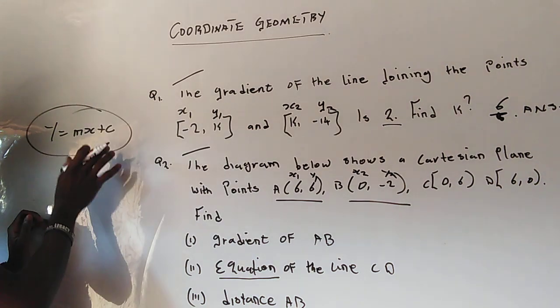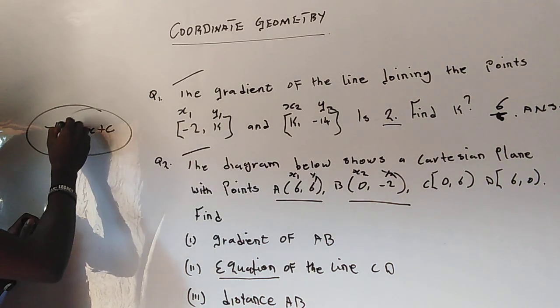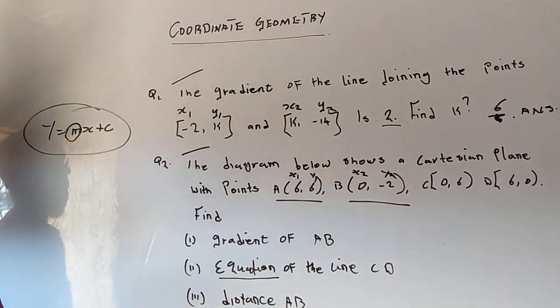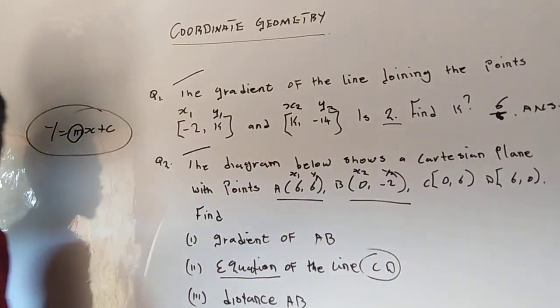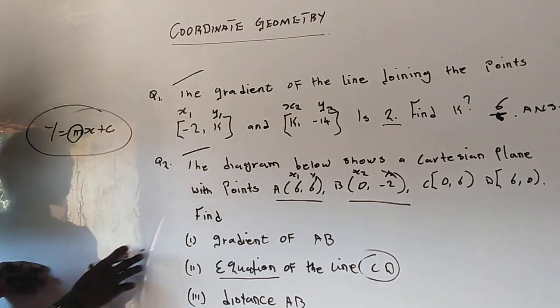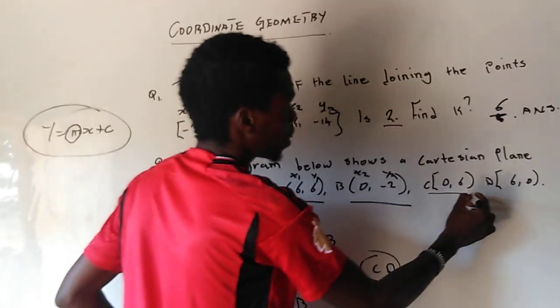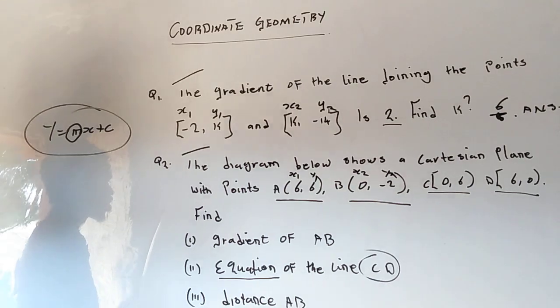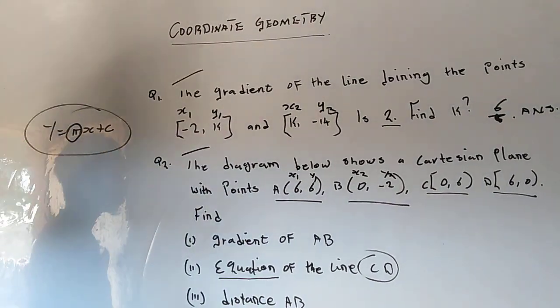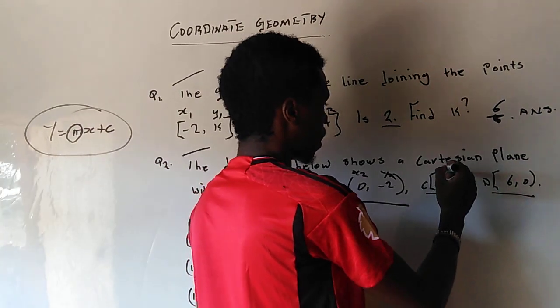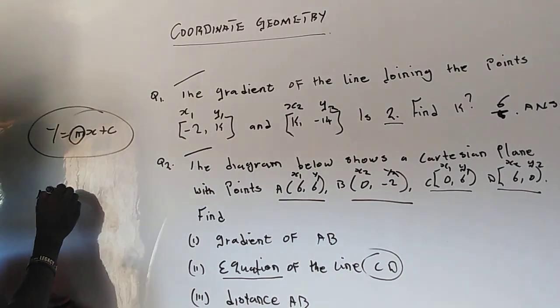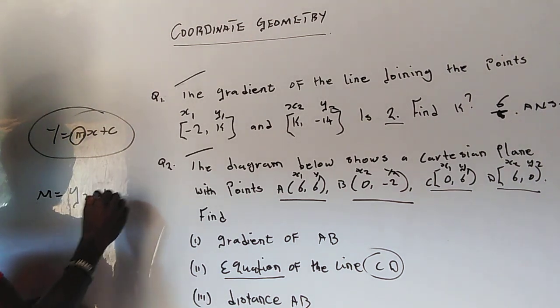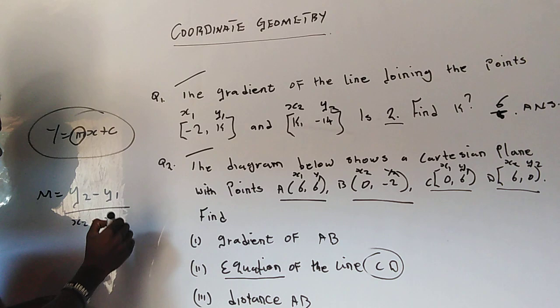Before you start replacing, since m is my gradient, it is very important that you find the gradient first. Which gradient are we finding? The gradient for CD, which is this point and this point. Let's identify the points: this is my x1, this is my y1, this is my x2, this is my y2. So m is equal to y2 minus y1 over x2 minus x1.